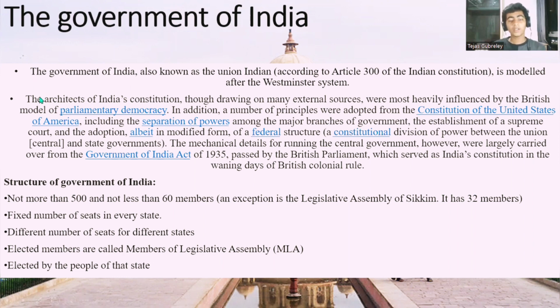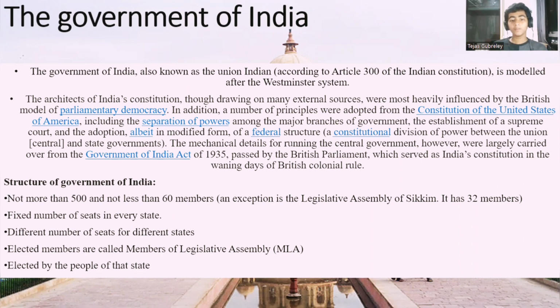The architects of India's constitution, though drawing on many external sources, were most heavily influenced by the British model of parliamentary democracy. In addition, a number of principles were adopted from the Constitution of the United States of America, including the separation of power among the major branches of government, the establishment of a Supreme Court, and the adoption, albeit in modified form, of a federal structure. Federal structure is a constitutional division of power between the union and the state governments.